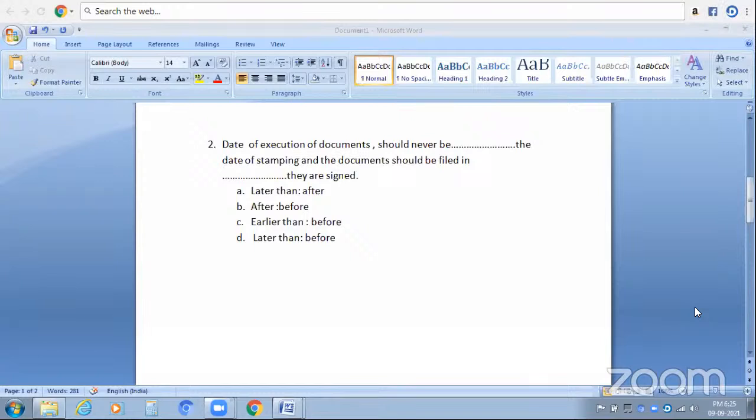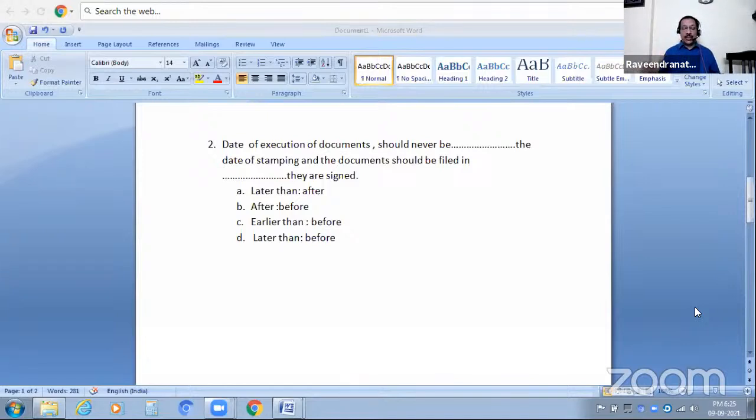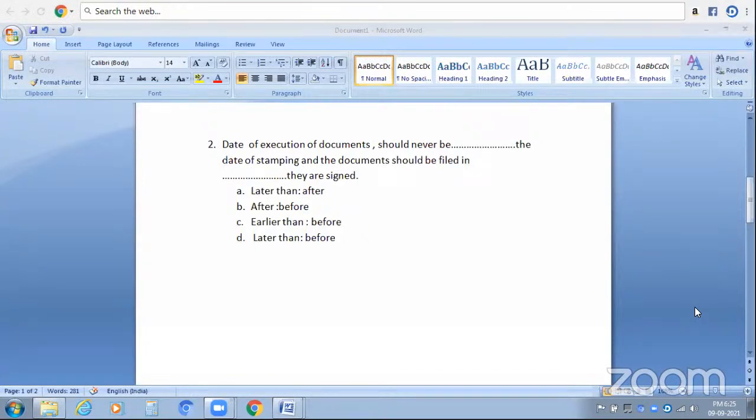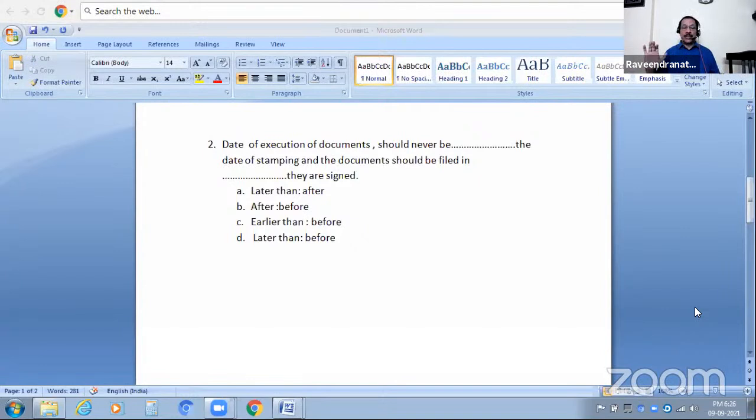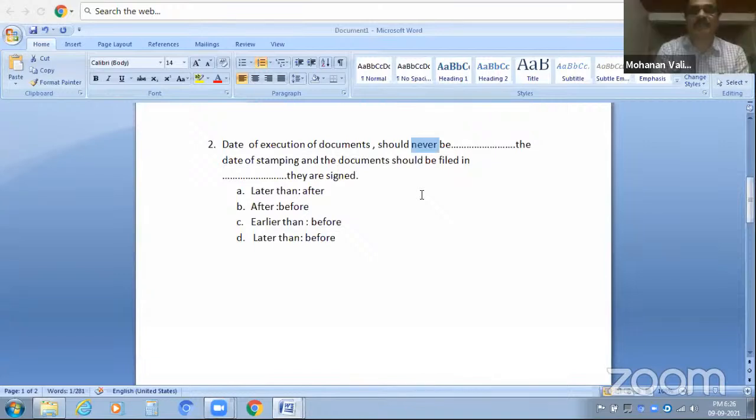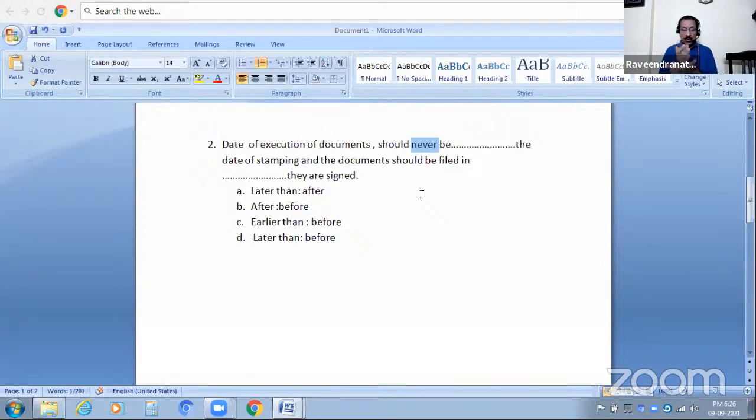After stamping only you have to execute the documents. First, let us see what execution is. Execution is signing the documents by the executor. Stamping should be either before execution or at the time of execution. It cannot be after signing; you cannot put the stamping after. So first you put the stamp, then you execute. Execution can be either before or at the time. It cannot be after.